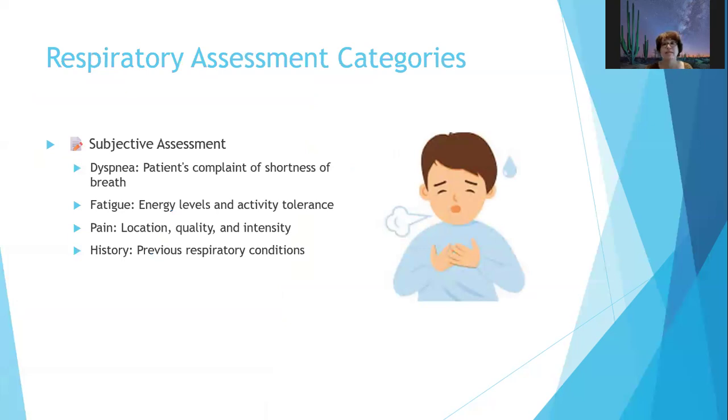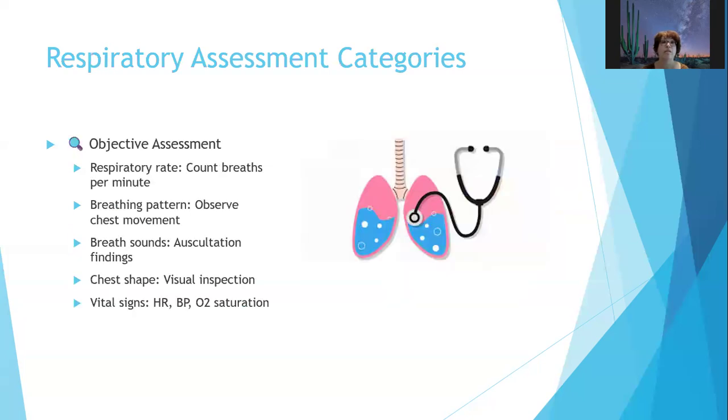So when the PT is assessing a respiratory patient, we're going to do a subjective assessment. We're going to ask the patient if they have any shortness of breath, dyspnea, fatigue, energy levels, and activity tolerance. How long can they do something? How long can they walk or stand or something before they have to rest? Any pain, the location, quality, intensity of the pain, and history of previous respiratory conditions.